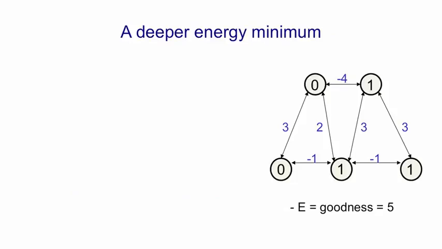However, the minimum it's settled to is not the deepest energy minimum. It's just one of 2 minima that this net has. The deepest energy minimum is shown on the right here, and it's when the other triangle of units that support each other is on. That has a goodness of 3 plus 3 plus -1 is 5. So that's a slightly better energy minimum.